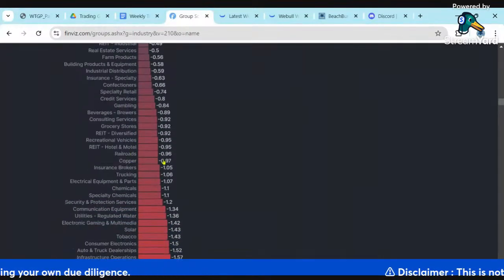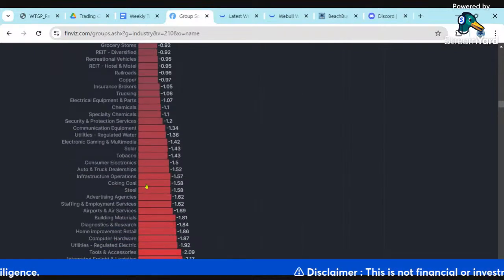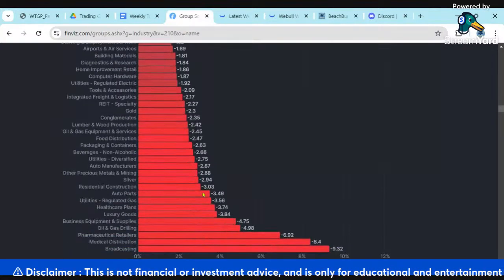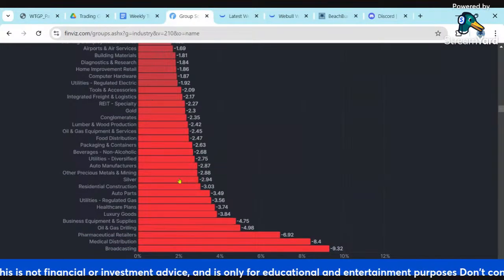Copper still down, kind of downtrending. We'll see if it's found a bottom. Solar, steel. Again, we'll look for some opportunities in some of those areas. Gold down for the month, silver even more so.